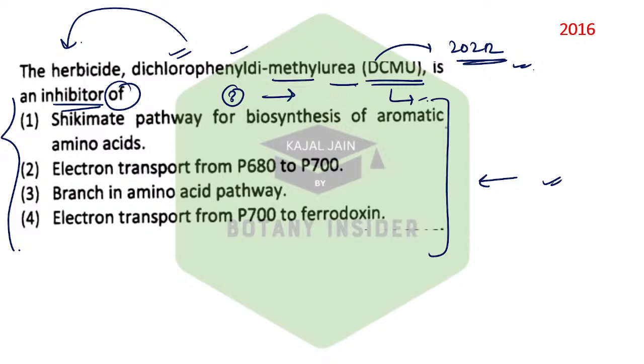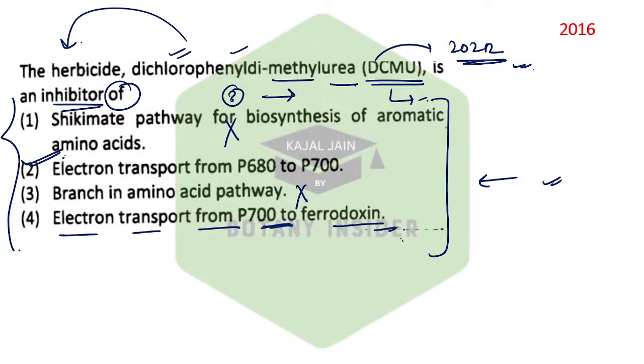First one is shikimate pathway for biosynthesis of aromatic amino acids. Wrong. Then electron transport from P680 to P700. Then branch in the amino acid pathway. No. Then electron transport from P700 to ferredoxin. Quickly mark the answer. Easy question. I call these types of questions cupcake questions, where you're just supposed to know the simple information and you'll get the answer. Answer is option number B.